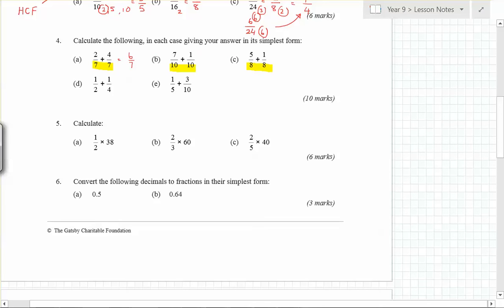Is it in simplest form? Yes, it is, because of 7. The next one, 8 over 10, and then 4 fifths, 4 over 5. And this one, 3 over 4, or before that, 6 over 8. And before that was 48 over 64.